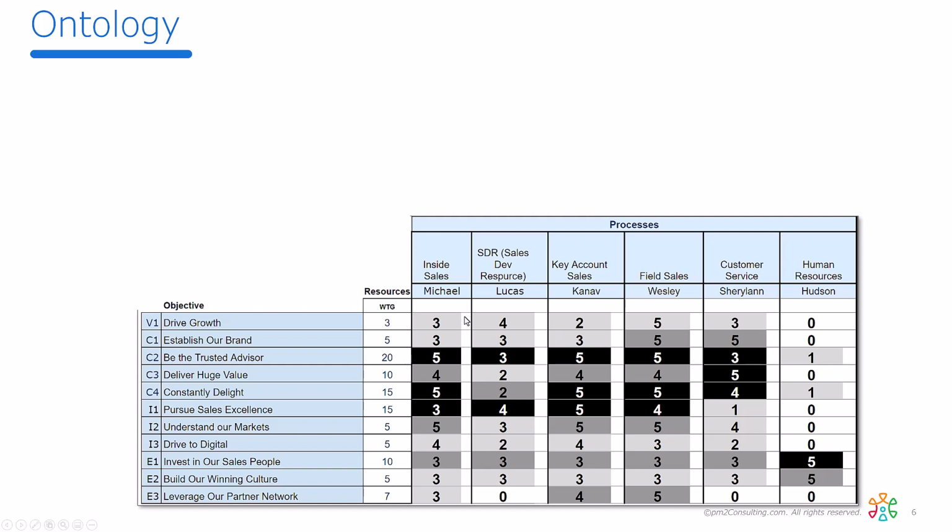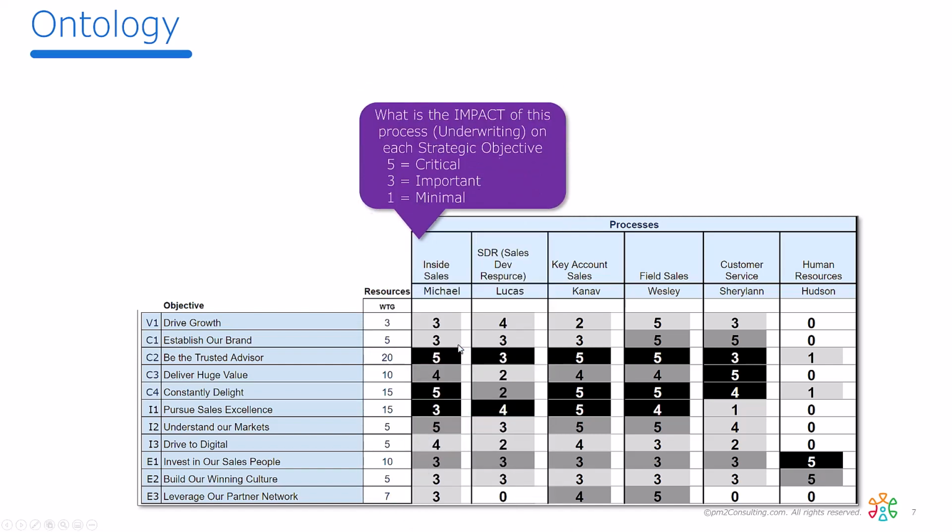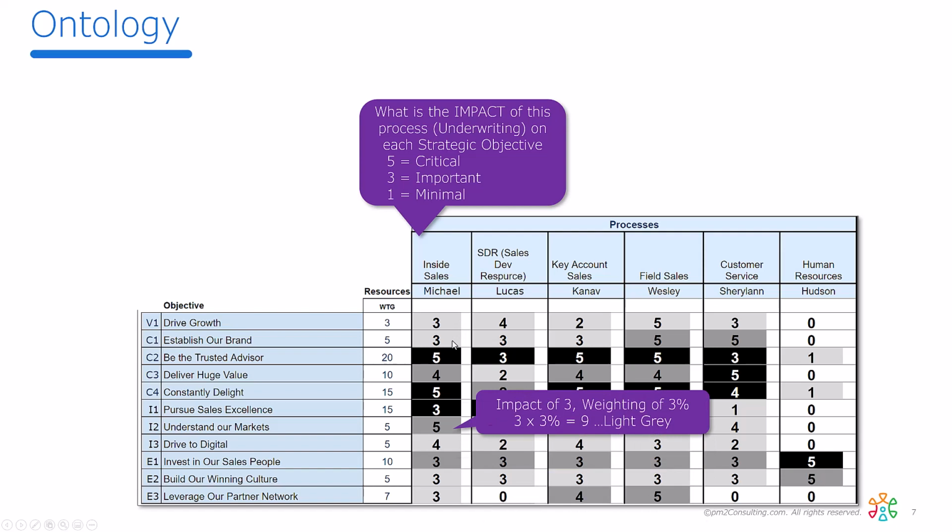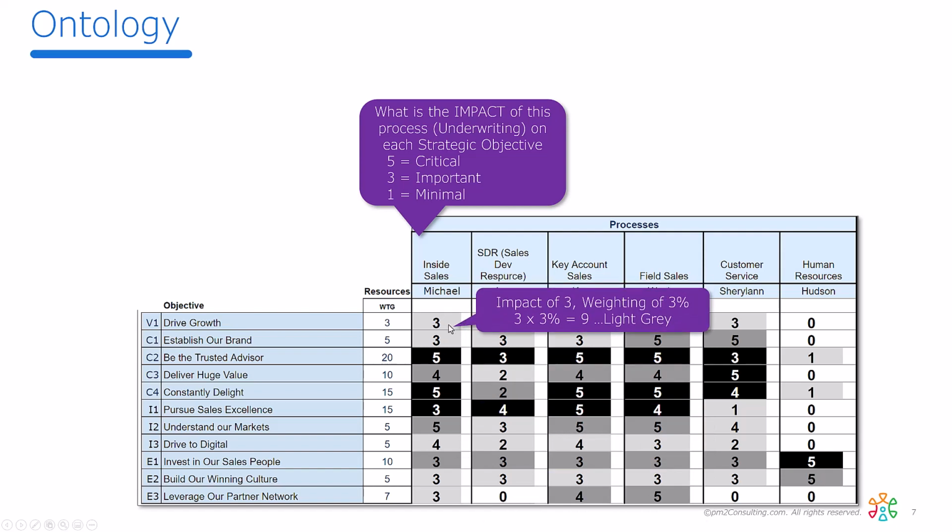So let's take a look at inside sales. Here you can see that we score the impact from 1 to 5, 5 being critical, 1 or blank being not high impact. So they scored themselves a 3 impact, so sort of middle of the road on this objective. And so this cell is just 3 times 3, or 9, conditional formatting, that's light gray.